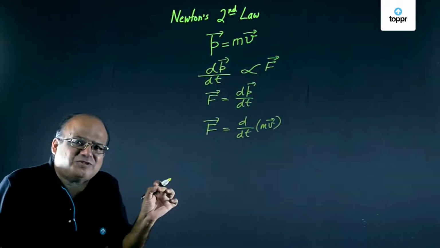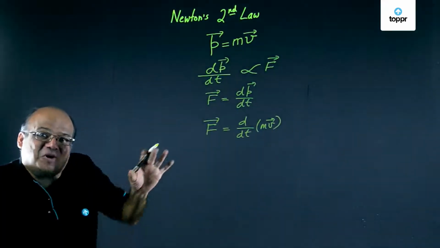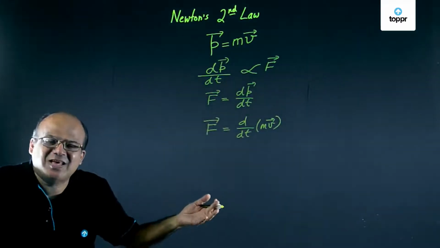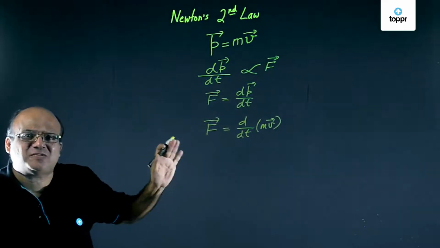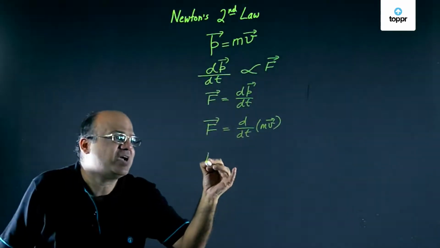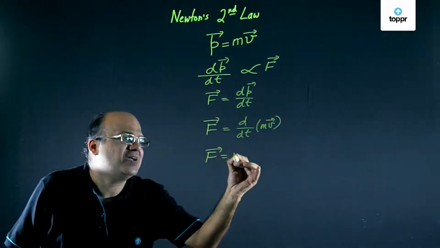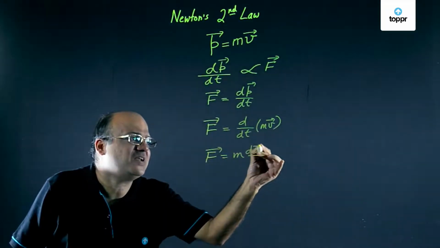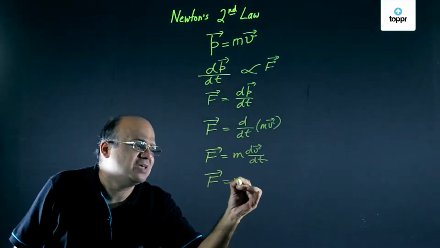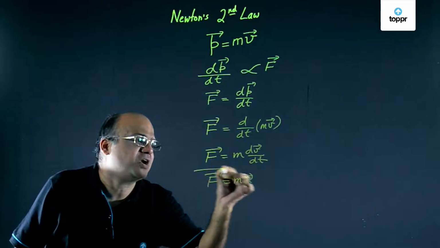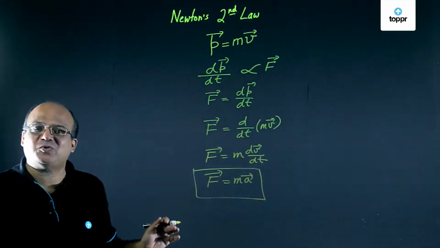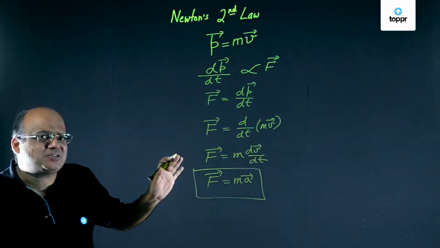Now if mass is constant, okay, don't think mass is always constant. When you study rockets, we'll have variable mass. But for the time being, let us assume that mass is constant. This mass will come out of the differentiation and we'll get F equal to m dv/dt. And what is dv/dt? Acceleration. F equal to ma. This is the most important equation in the whole of physics. Force equal to mass into acceleration.